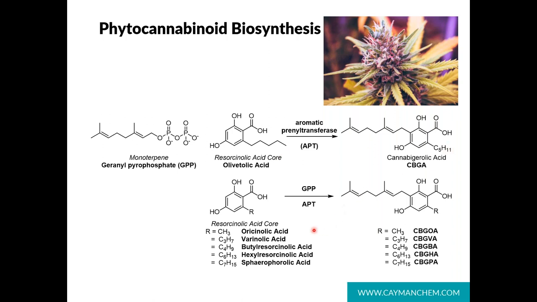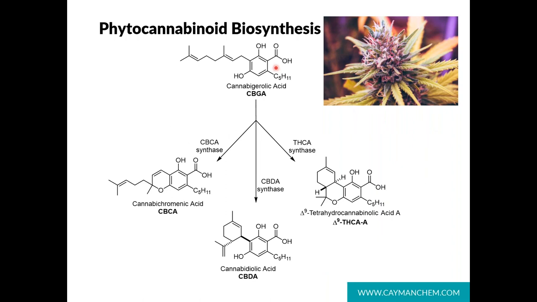Alternative alkyl chain lengths of 1, 3, 4, 6, and 7, corresponding to the orsellinic, varin, butyl, hexyl, and heptyl series, are also known. While these phytohomologs are often very minor components in the plant, the literature has started to show that some may actually have potentially higher psychoactivity than THC itself. So it's important to remember that the chemistry I discuss can also be applied to all the varying chain length phytocannabinoids as well.